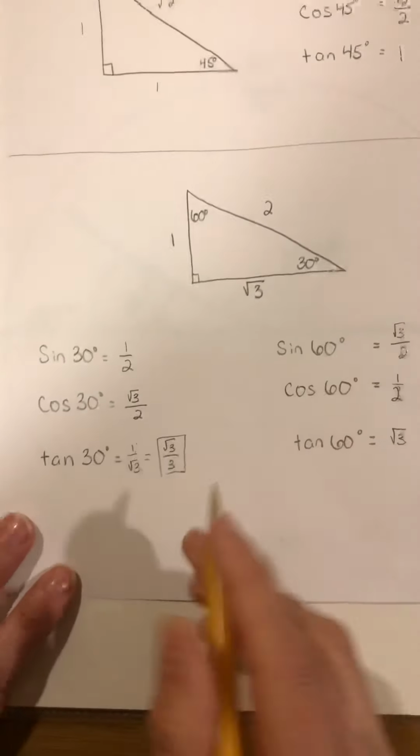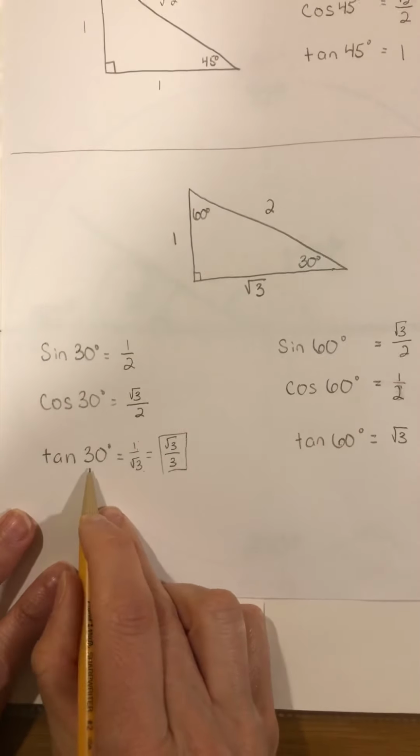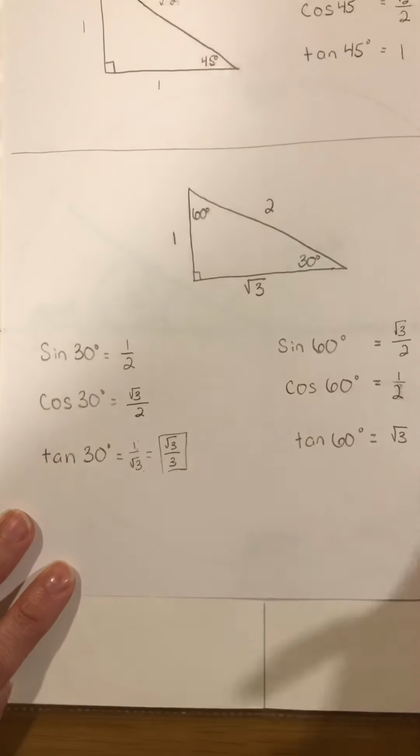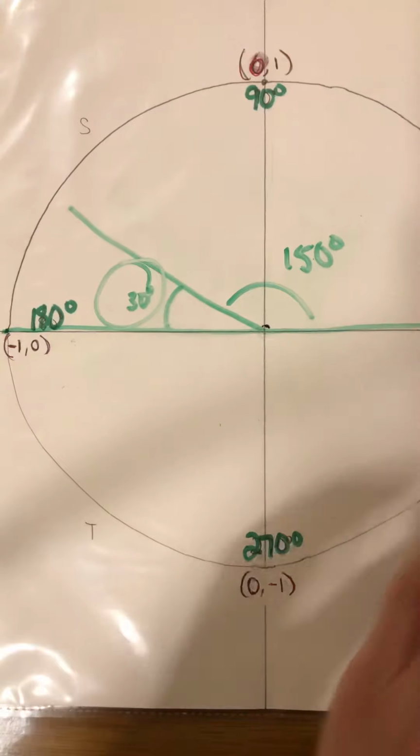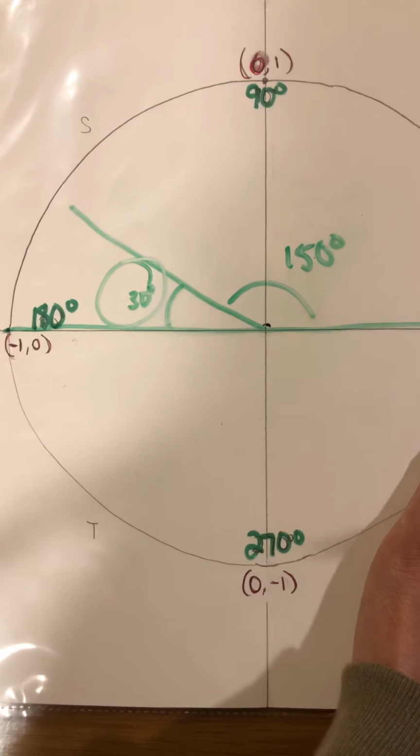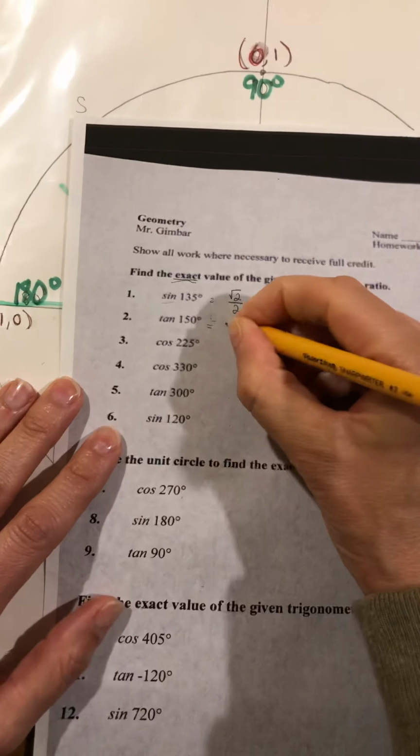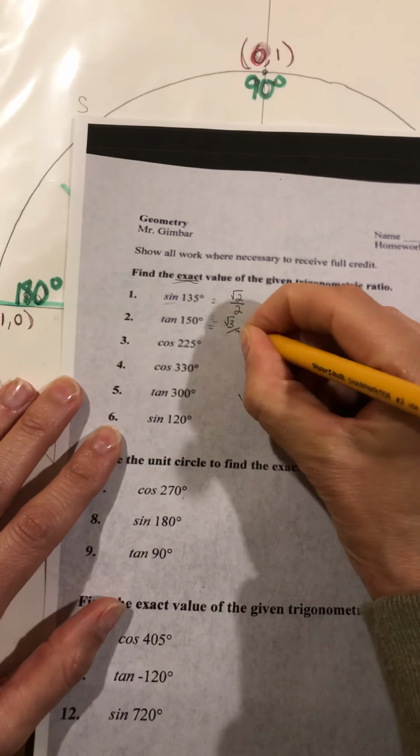Okay, sorry about that. It's not 1/2. Sorry, tangent of 30 is radical 3 over 3. So let's go back to tangent of 150, radical 3 over 3.